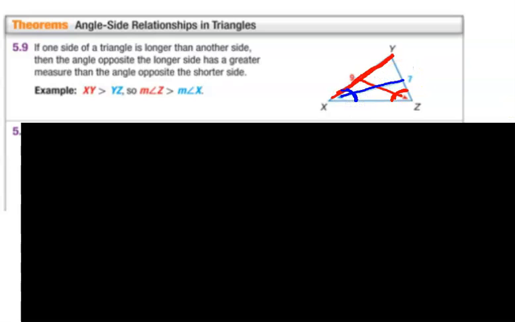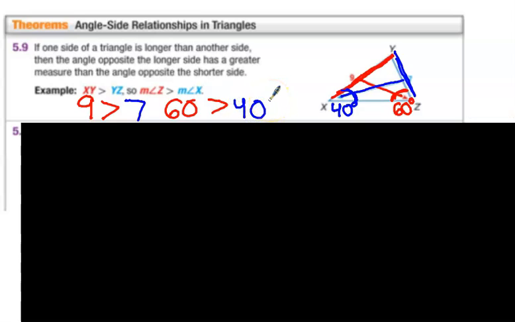Let me put some numbers to this. If 9 is this side and the angle is 60 degrees, the side that is 7 has to have a smaller angle. So we can put that over here. 9 is greater than 7, so therefore 60 is greater than 40. We're just talking about the relationships between angles and the sides that are opposite. It's the opposite side that goes with it.